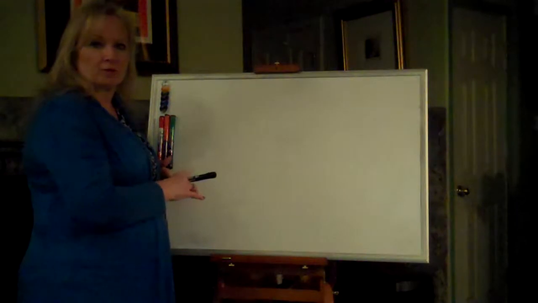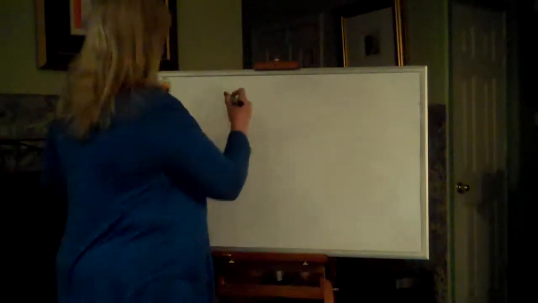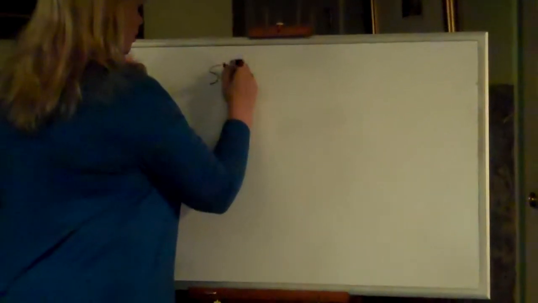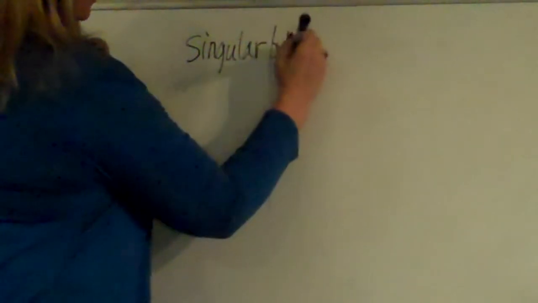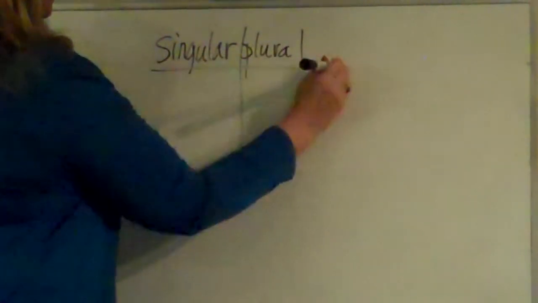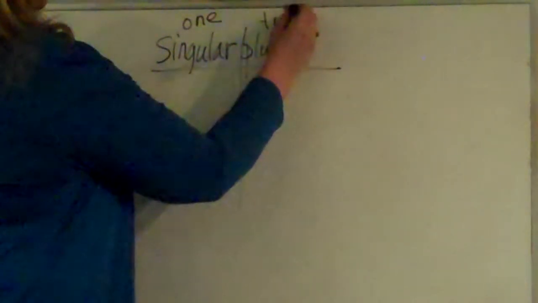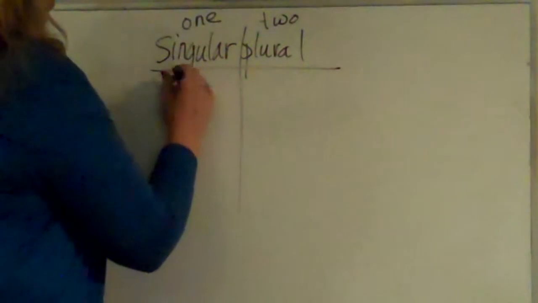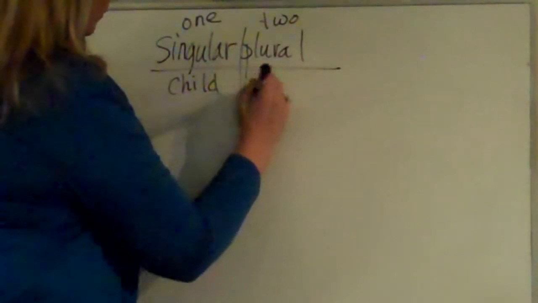Okay, so if you remember, this week we've been dealing with singular and plural nouns. I'm going to start off with that, and then I'm going to add some elements to this as we get into possessives. If you remember, I made a chart, and it said singular and then plural. And we said that singular I could put one in front of it, and plural I could put two or more in front of it. In other words, child, one child, but two children.